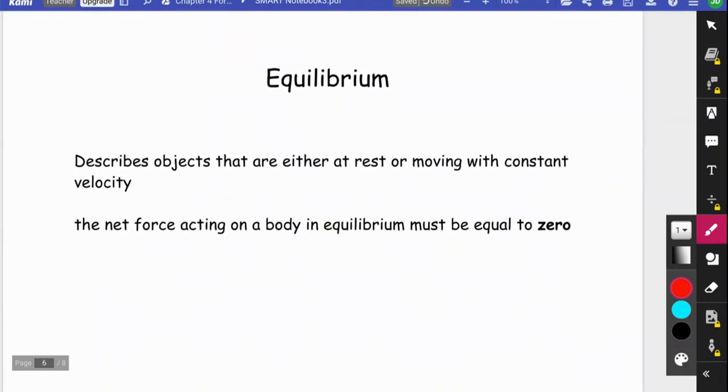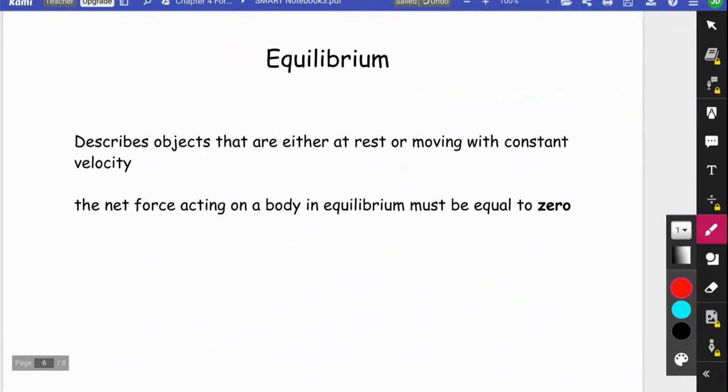Now, let's get back to what we were focusing on for today, which is objects in equilibrium. The law of inertia says an object wants to keep doing what it's doing unless it gets acted upon by a net force. Well, equilibrium means that there is no net force. Basically, the objects are either at rest or moving with a constant velocity, so the net force acting on the object is equal to zero.